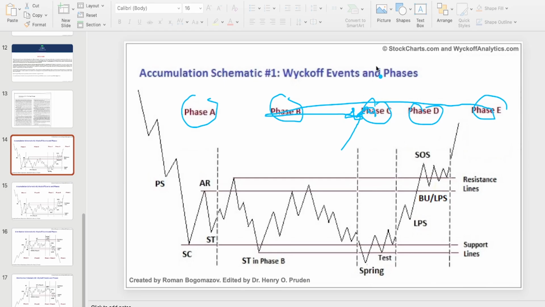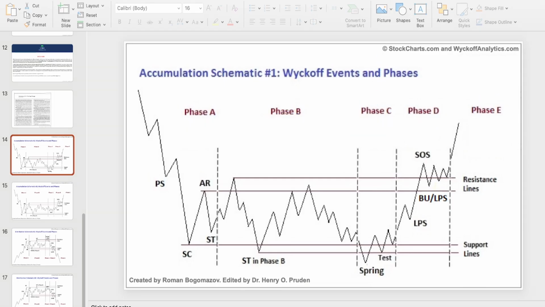Each of these phases, there are things that are peculiar to them. So with phase A, some of the things you would be looking for is your preliminary support. And what does preliminary support basically mean? It means that it's the first attempt to stop price from declining in a bear market.